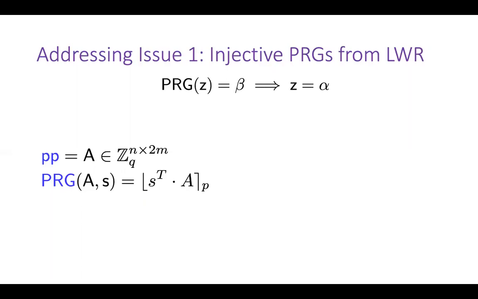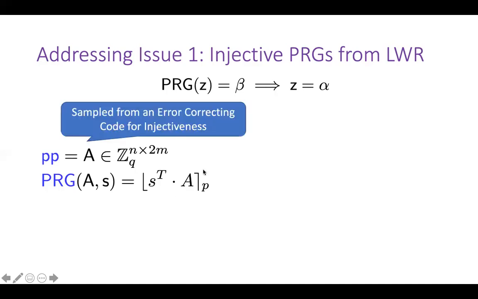Let me describe the construction from the learning with rounding assumption. Here, the public parameters are sampled uniformly at random from domain Z_Q. And for computing the PRG on input S, we just multiply S with the matrix A, and we scale down the modulus from modulus Q to modulus P. The learning with rounding assumption states that if S is sampled uniformly at random, then the PRG output should also be pseudorandom. But unfortunately, this construction is not injective. Due to the scaling down operation, the PRG function could map two different inputs to the same output.